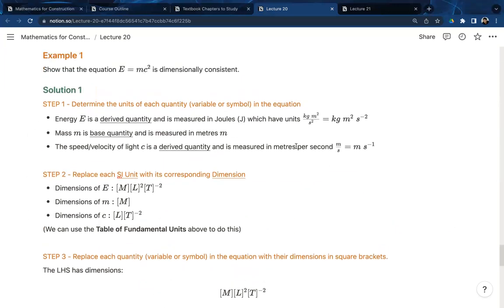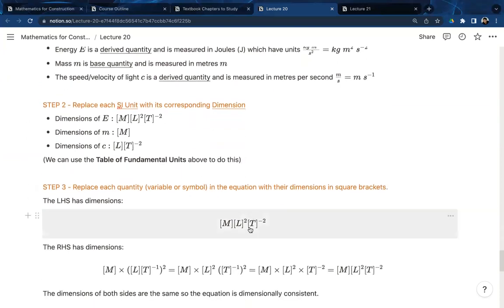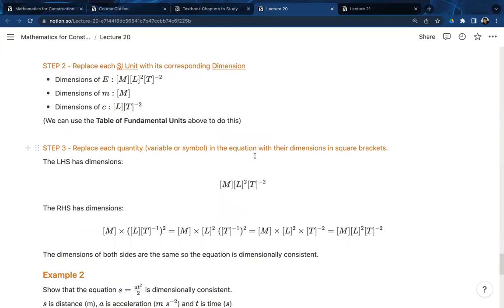Now, you look at the equation and you check the dimensions of both sides. So the left-hand side, which is E, is M L squared T minus 2. That's what I have here. But the right-hand side is m c squared. So we need to multiply the dimension of m, which is M in brackets, by the dimension of c, all squared.